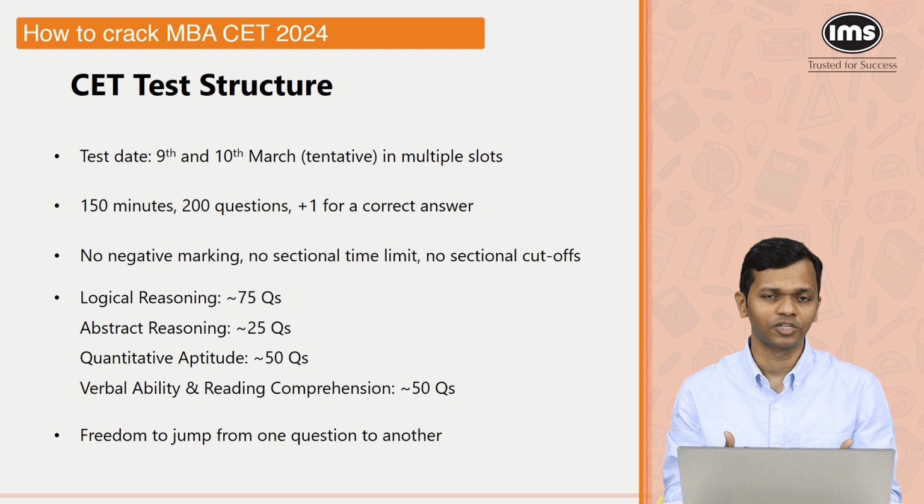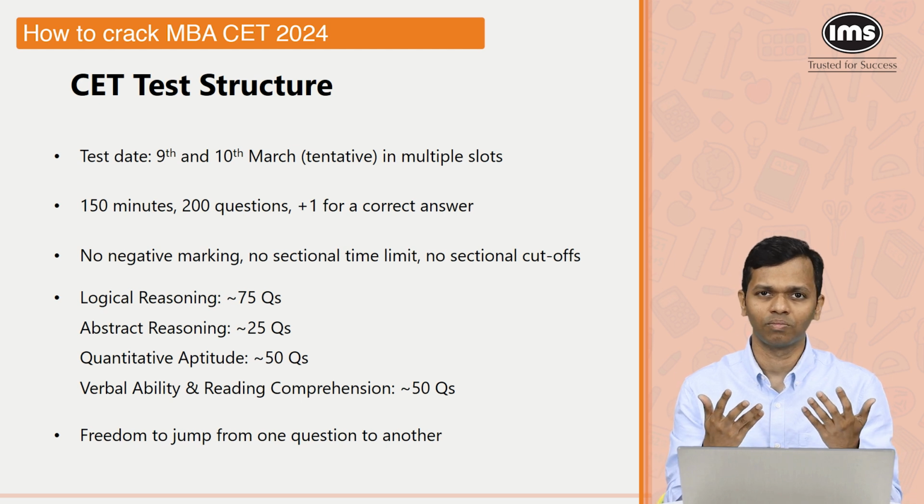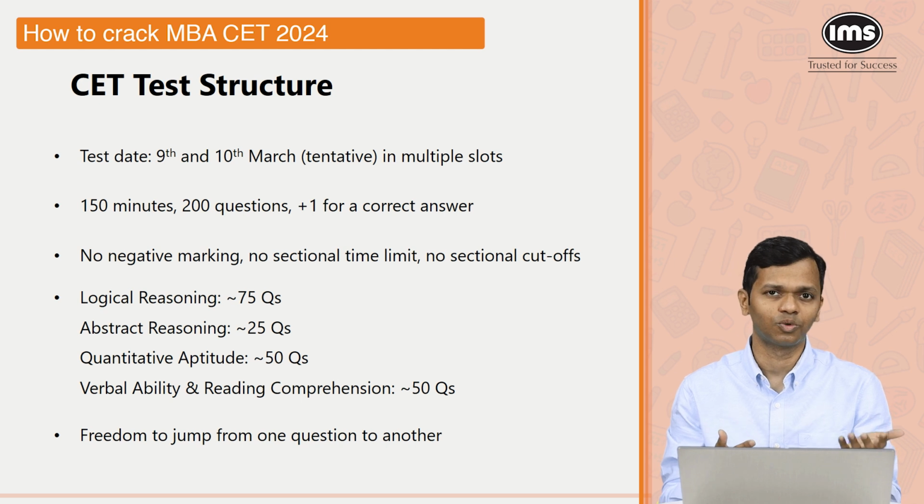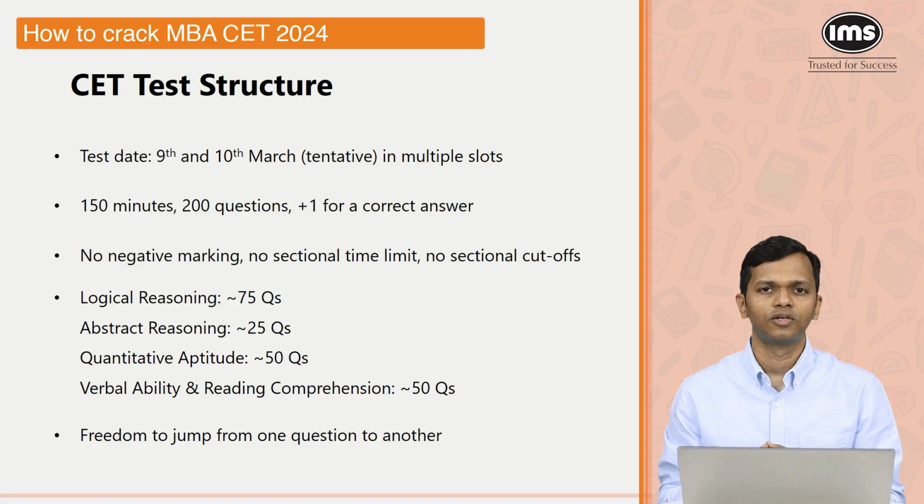The second format that can happen is that it is a completely jumbled paper, wherein you don't know what the first question is going to be. It could be from, let's say, quant. The second question could be from verbal. The third question could be from abstract reasoning. And the third thing that is possible is that the questions of a particular area appear together the way it happened in last year's CET. So that gives you a lot of freedom to jump from one question to another and to jump from one section to another if at all it comes in a sectional manner.